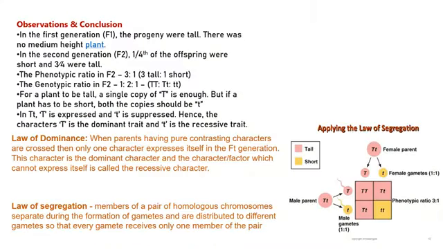What was the observation? We have already discussed the observation, right children? The law of dominance, as I have already discussed: when parents having pure contrasting characters are crossed, only one character expresses itself in the F2 generation. We saw that one character was able to express itself in the second generation. The character which expressed itself is called the dominant character, and the other which couldn't express itself is the recessive character. Now what do we mean by law of segregation?